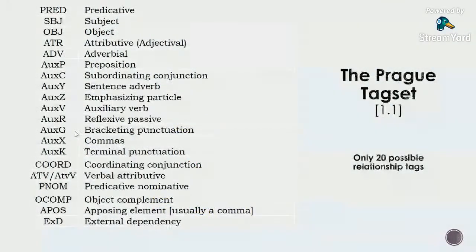I use the Prague tag set. There's a much more complicated 2.0, which is the Smyth tag set, which has many, many, many more variations. I love the Prague tag set because we can translate it between different languages. So we can study different languages and compare them to each other. And it's very simple, straightforward. You learn it very quickly. It's also what I've been using since the beginning. So there you go. There's only 20 possible relationship tags in the Prague tag set.